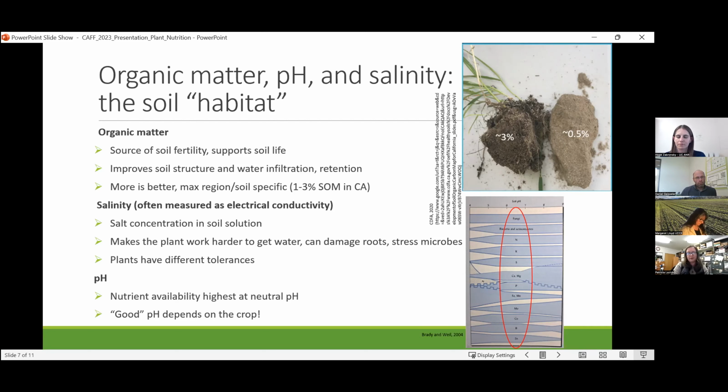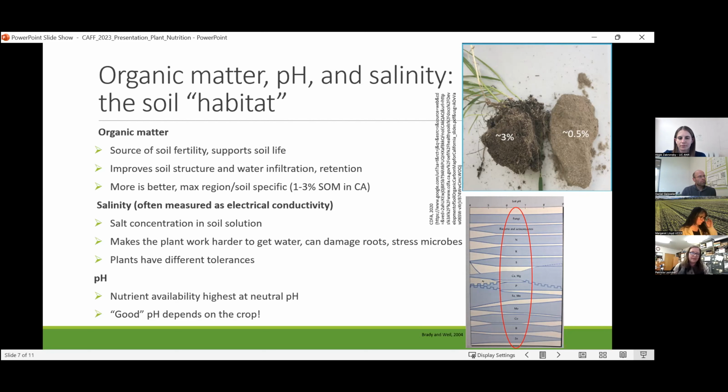Salinity is another important part of a soil test. This is basically the salt concentration in the soil solution. The saltier it gets, the harder the plant has to work to get water. Depending on the salts, it can also damage the roots and stress microbes. Plants have different tolerances, so some are really sensitive, some much more tolerant to salt, and it will just depend on the crop.